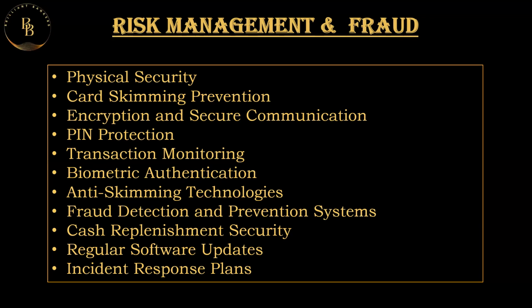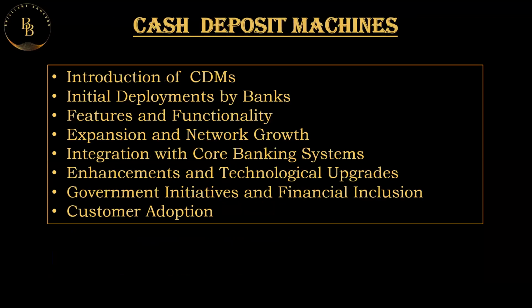Anti-skimming technologies. Advanced anti-skimming technologies are employed to detect and prevent skimming devices. This may include the use of electronic jammers or detectors that can identify irregularities of the card reader surface. Fraud detection and prevention systems. Banks utilize sophisticated fraud detection and prevention systems that analyze transaction patterns and identify potentially fraudulent activities. These systems use machine learning and artificial intelligence to continuously improve their ability to do so.